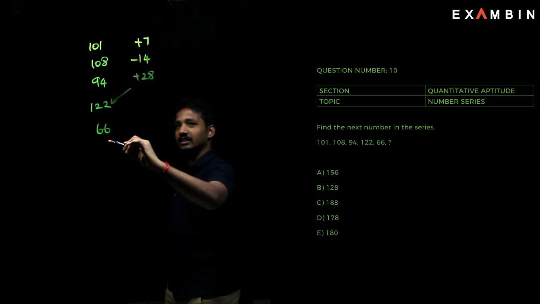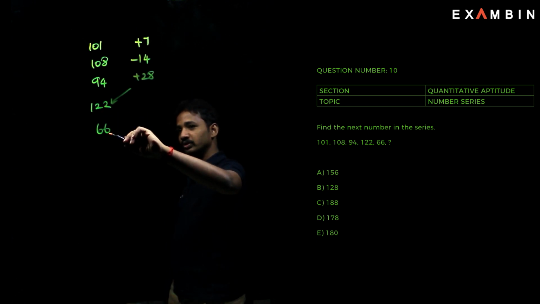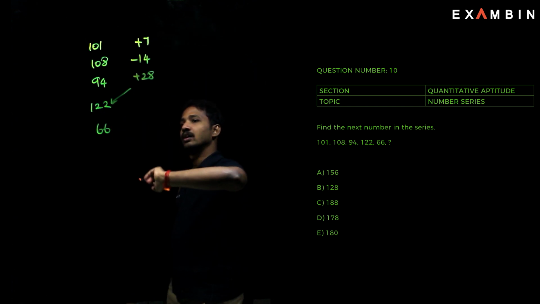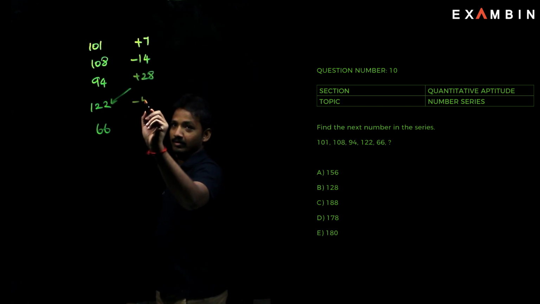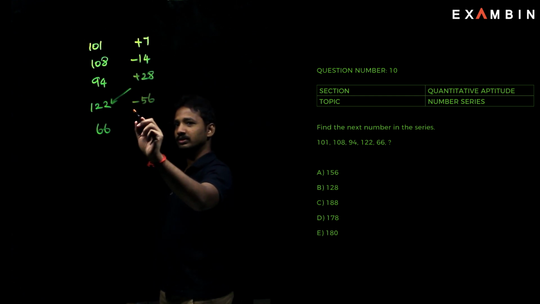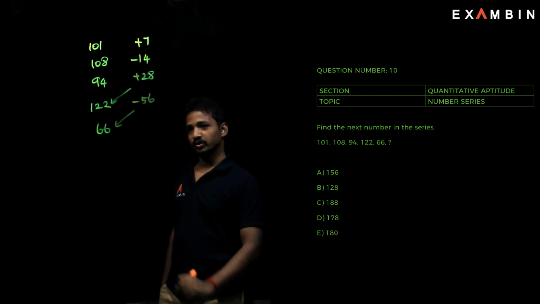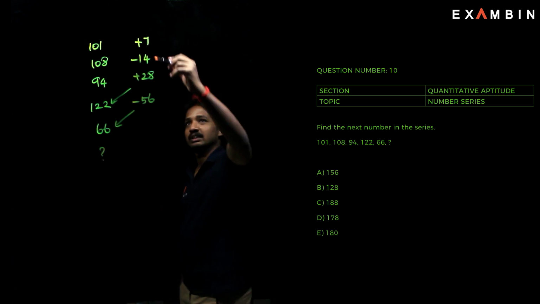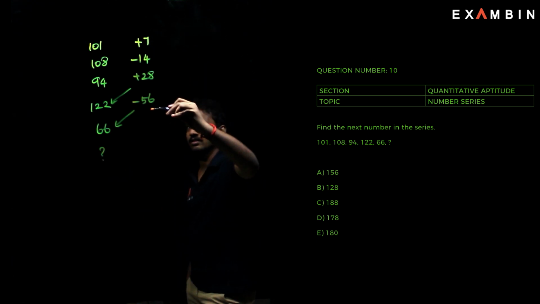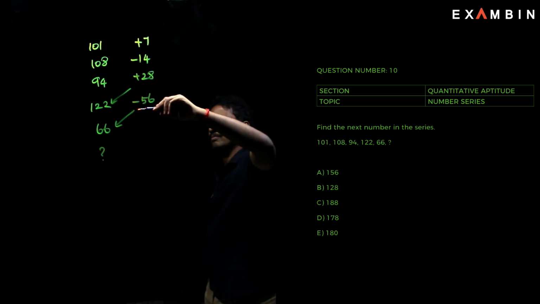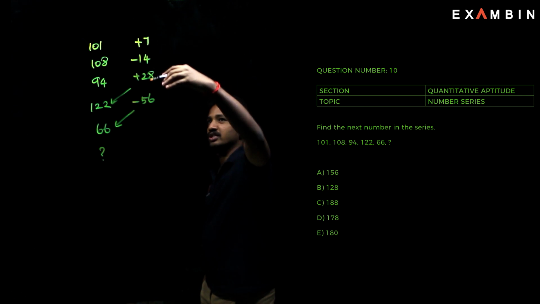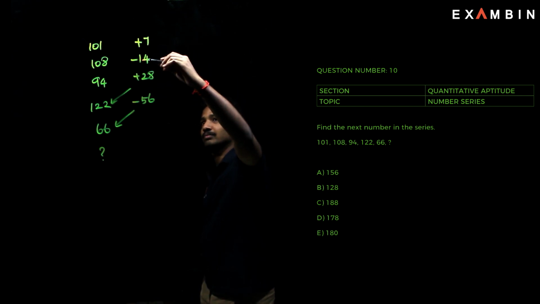And what has happened here? 122, 66. 56 has got reduced and 66 has come. So the next value we need to find. How to find that? See the pattern here: plus, minus, plus, minus. So the signs of the numbers are changing for alternate values.